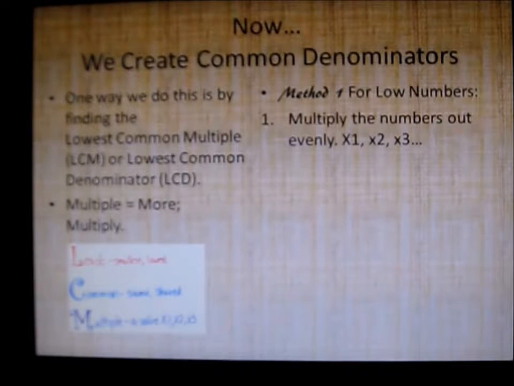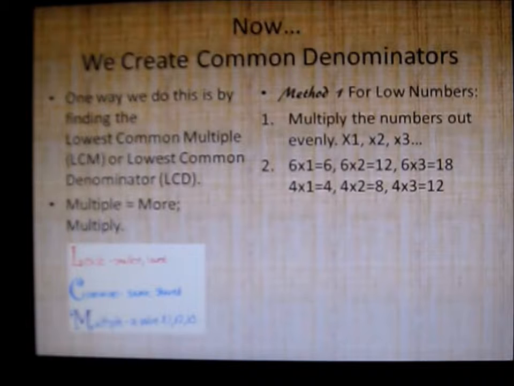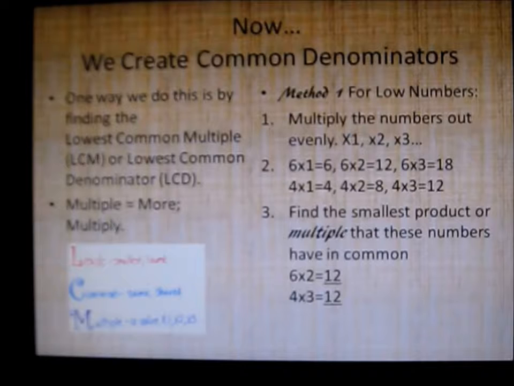First, multiply the numbers out evenly. Times 1, times 2, times 3, and so on. Find the smallest product or multiple that these numbers have in common. The numbers 6 and 4 have the number 12 in common. Now it's your turn. Find the least common multiple for 3/8 and 2/3.